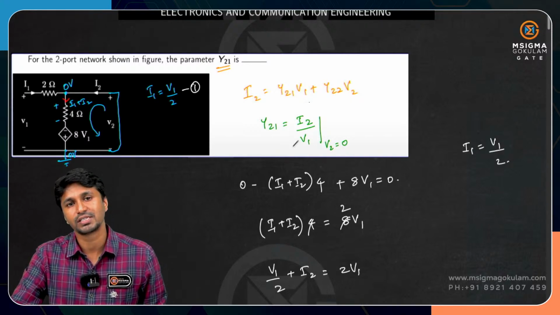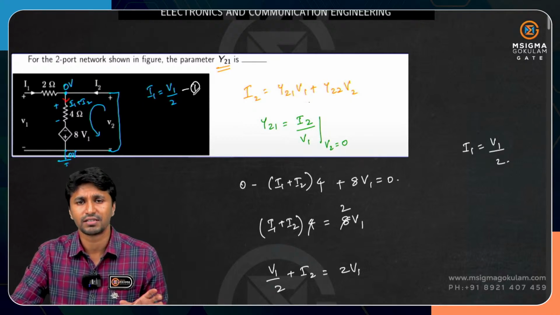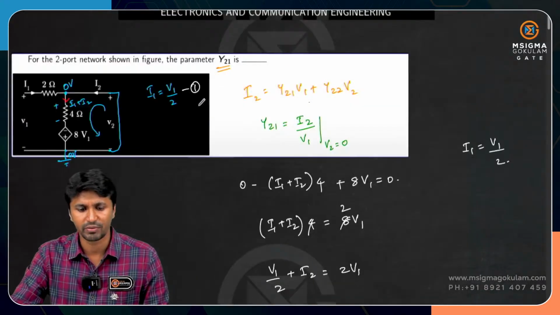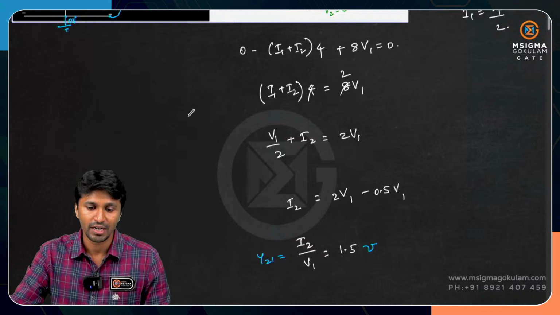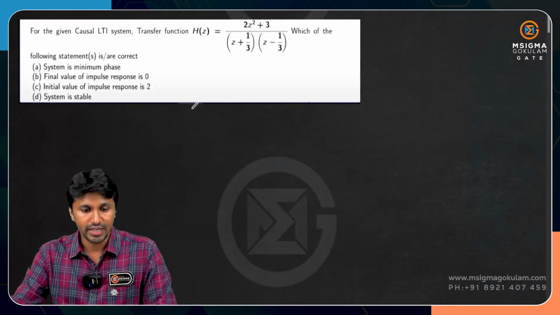So the difficult questions are basically from SSD, solid state devices. They have asked relatively simpler questions from network theory. All the questions from network theory are very simple. So let us look at the next question.